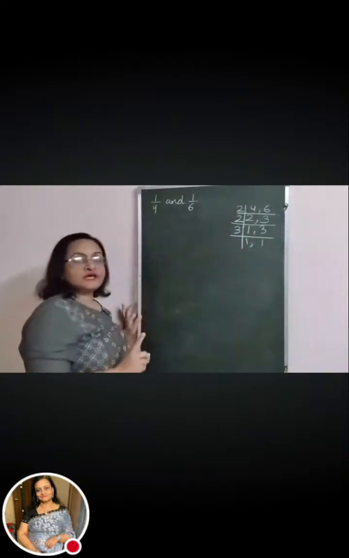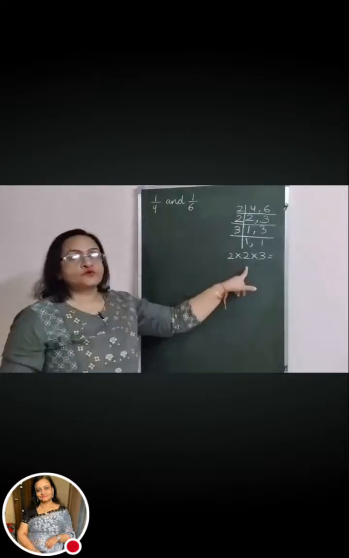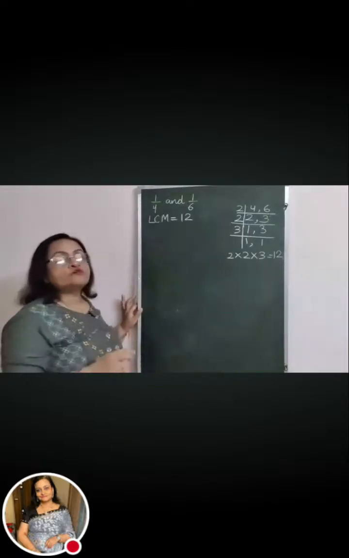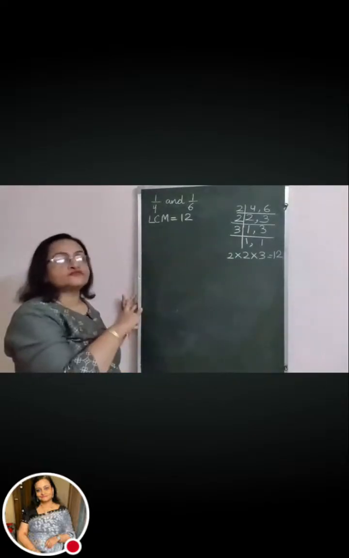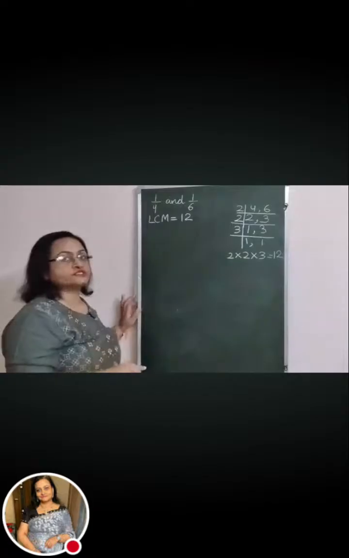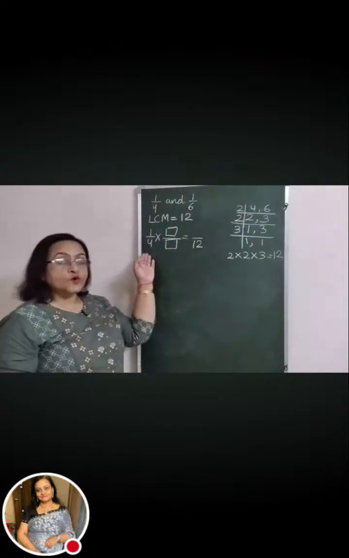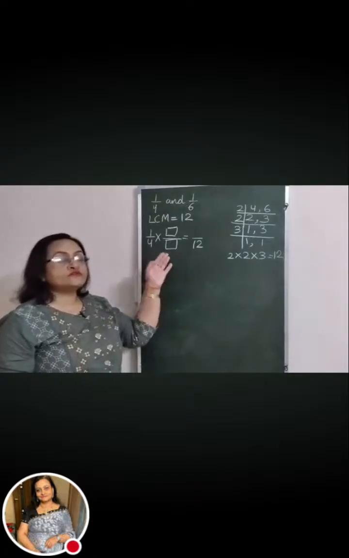Now we will multiply the prime factors. 2 2s are 4, 4 3s are 12. That means our LCM is 12. Now we will change the unlike fractions into like fractions. First fraction is 1 by 4. Now by which number 4 should be multiplied to get 12 as denominator?